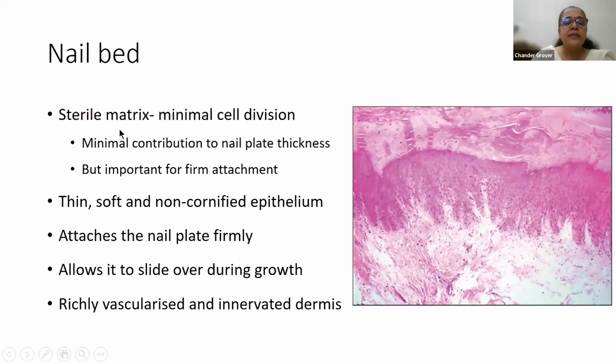The nail bed is also known as the sterile matrix because it has minimal division as compared to the nail matrix. It has thin, soft, and non-cornified epithelium. The main job is to attach this plate firmly. So this is the nail bed dermis, this is the nail bed epidermis, and this is the nail plate overlying. And this is from a normal nail, so you can understand.